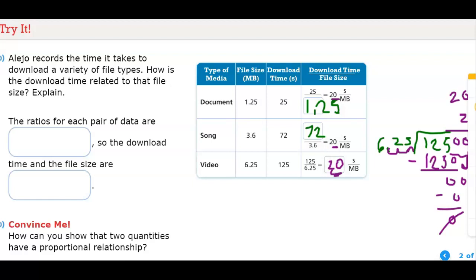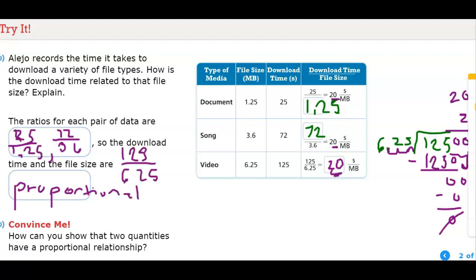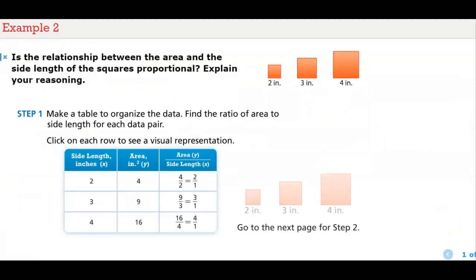And so the ratios for each pair of data are, excuse my handwriting, 25 over 1 and 25 hundredths, 72 over 36 hundredths, 125 over 625 hundredths. And so the download time and the file size are proportional. And that's it. Is the relationship between the area and the side length of the squares proportional? Explain your reasoning.